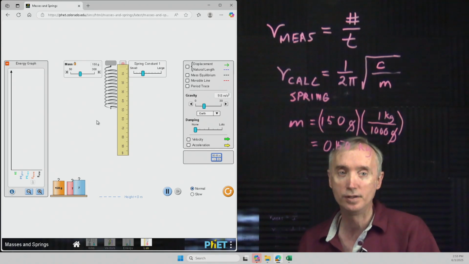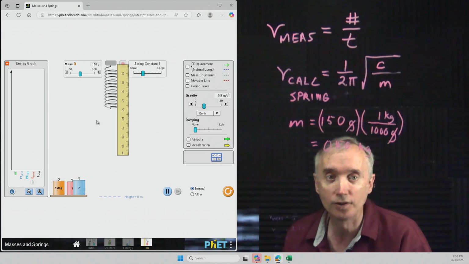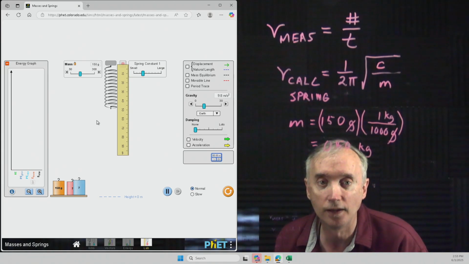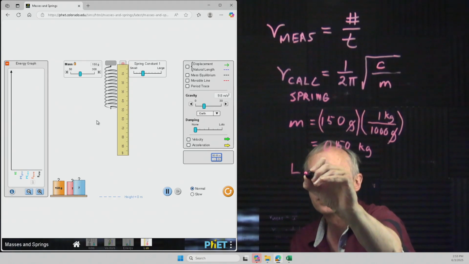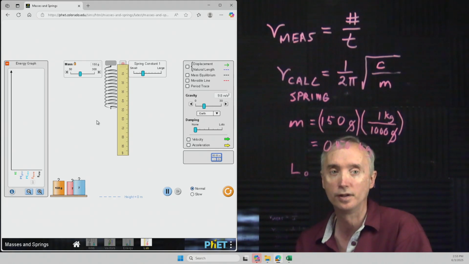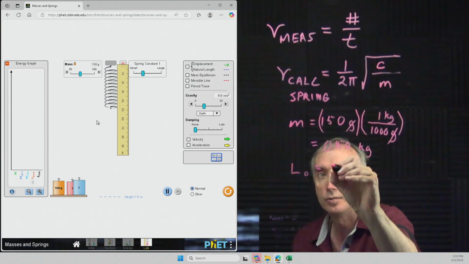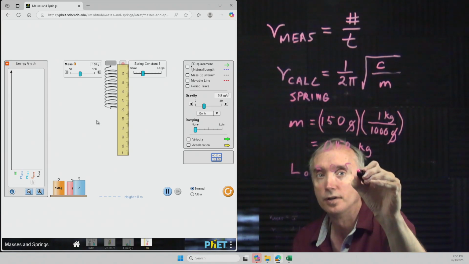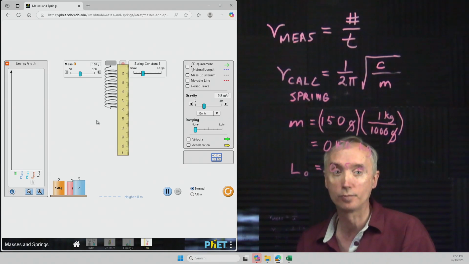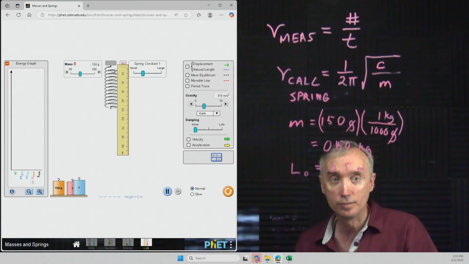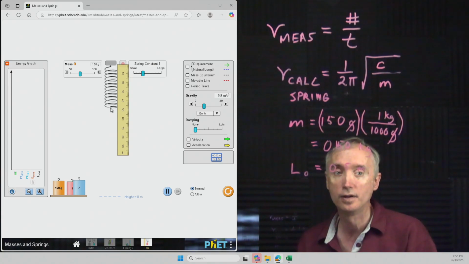Now, I can't really read that very well, so I'm just going to make up a number. It looks like, I can't read that, 50? Okay, sounds good to me. So I'm going to say that this is L sub 0. The original length of the spring is going to be equal to 0.5 meters. Okay, now I want you to be a little bit more precise than that. So you want to measure from here down to here. That's going to be the original length of the spring.